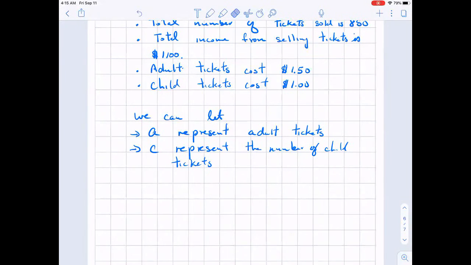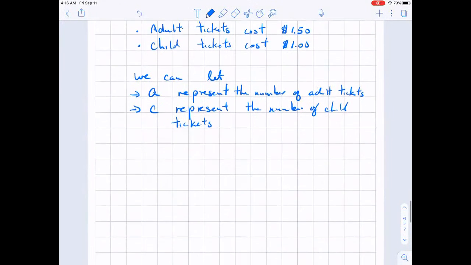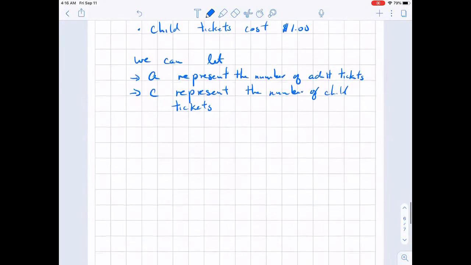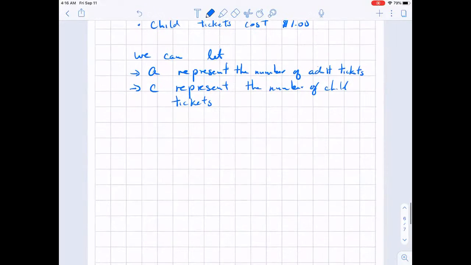So we can put here also represent the number of adult tickets. So what do we have for equations?